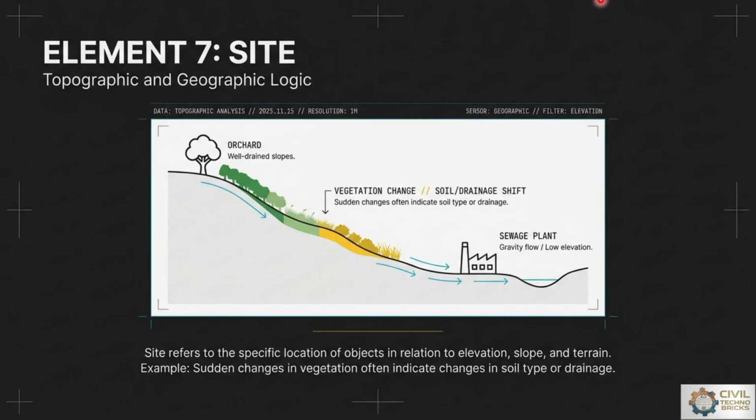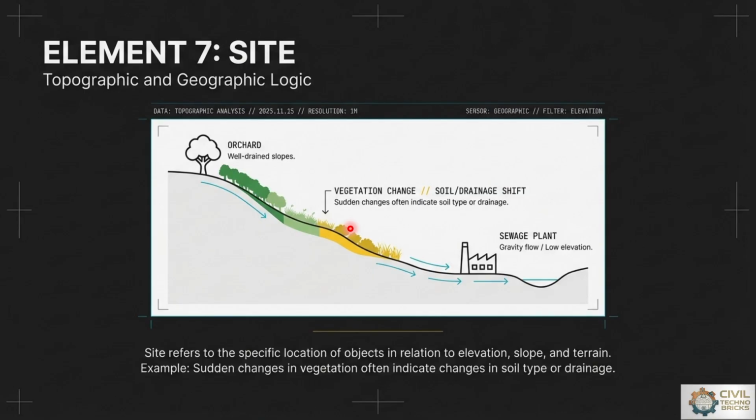Next element will be the site, that is the topographic and geographic logic, or we can say the coordinates or the location, which is dependent on the topographic analysis, where we use geographic sensors on the basis of elevation. So here is the actual ground profile, and with reference to that we are marking the vegetative change, soil, drainage, sewage plant and likewise. So here the site refers to the specific location of objects in relation to the elevation, slope, and terrain. For example, sudden changes in vegetation often indicate a change in the soil type and the drainage conditions.